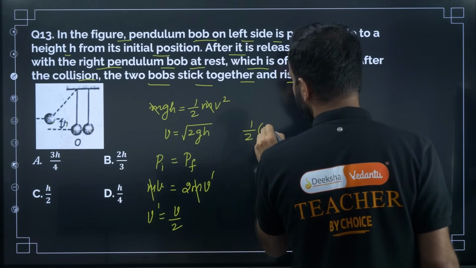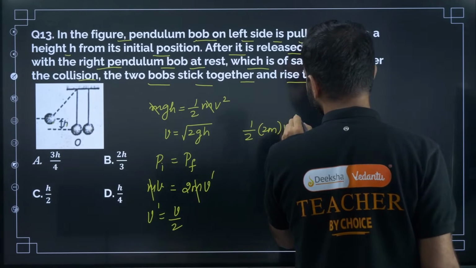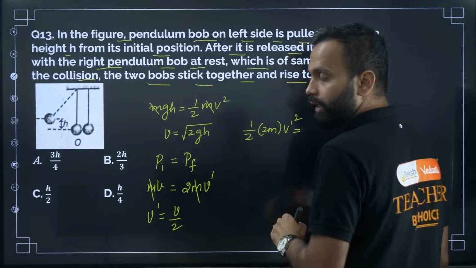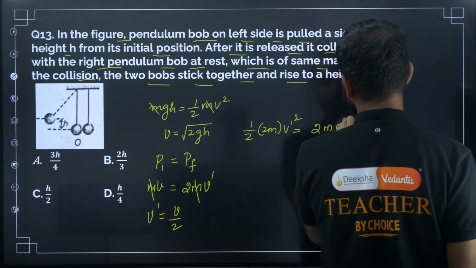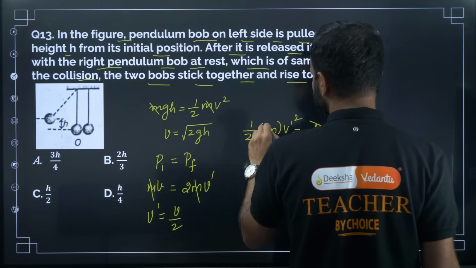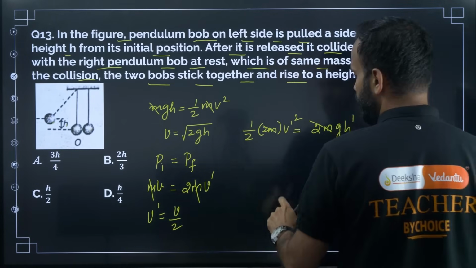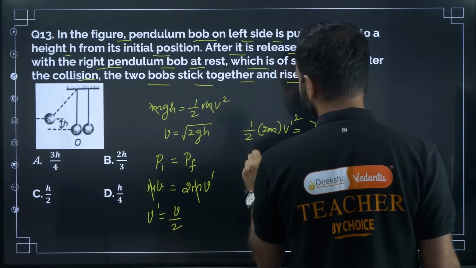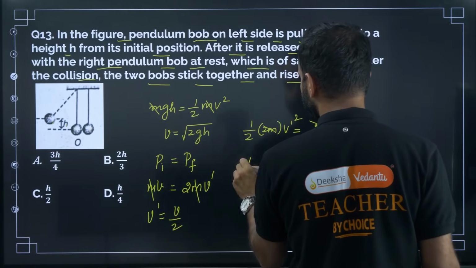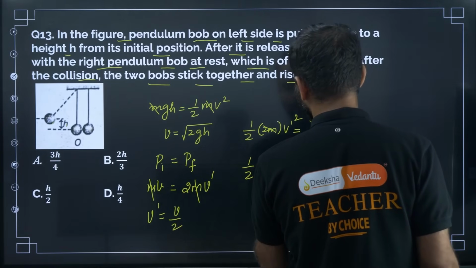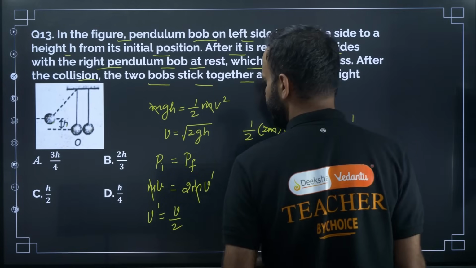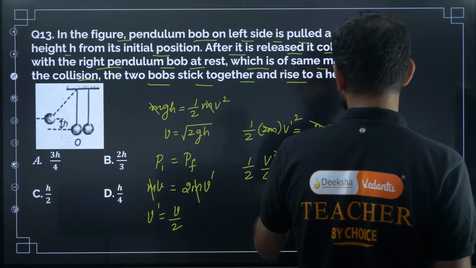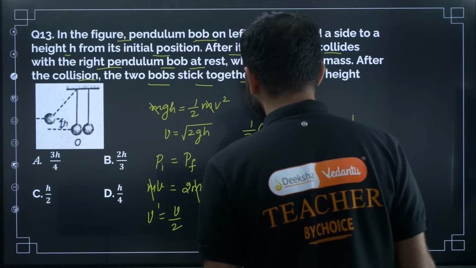Half into 2m into v dash squared is equal to the gain in potential energy, which is 2m into g into h dash. Here 2m will get cancelled. v dash is v by 2, so v dash square will be v square by 4, equal to g into h dash, right?